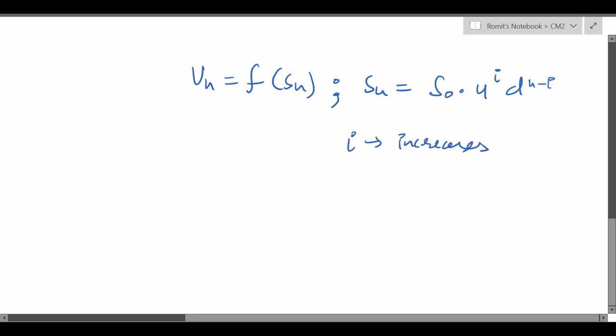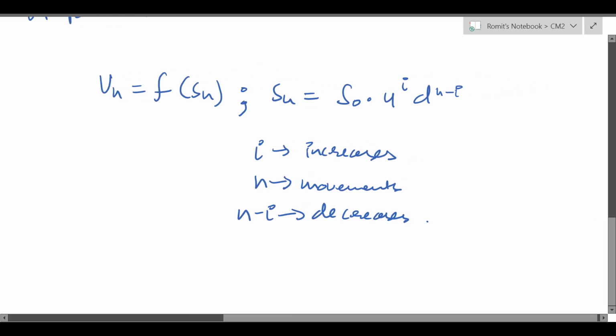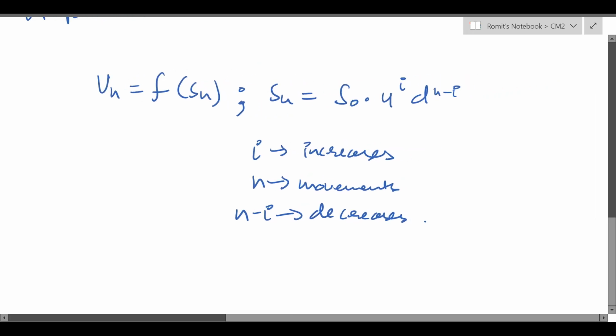There were obviously a total of n movements in n periods, right? So what will be the number of decreases? It will be n minus I decreases, right? That makes sense, right? So your Sn can be obtained through this very simple equation. Okay, Sn can be obtained, and then Vn depends on this, right?